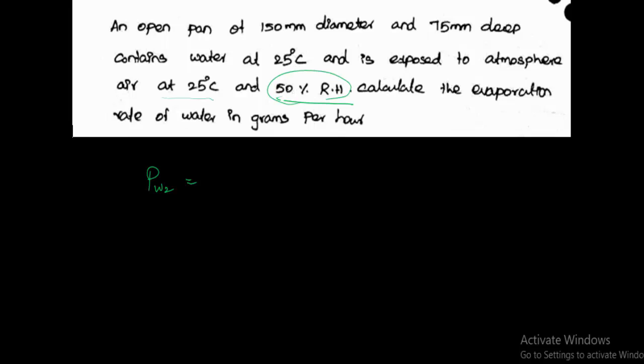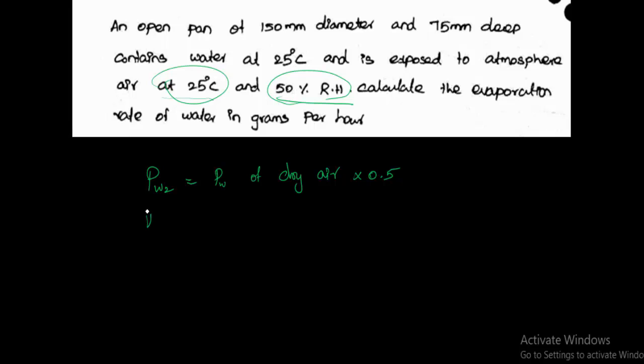You know that relative humidity is the amount of water vapor present in the atmospheric air, right? So now PW2 value becomes PW of dry air into 0.5. This is the PW2 value. So from the steam table, you have to take at 25 degrees Celsius the water vapor PW of dry air into 0.5, which gives the PW2 value, right?